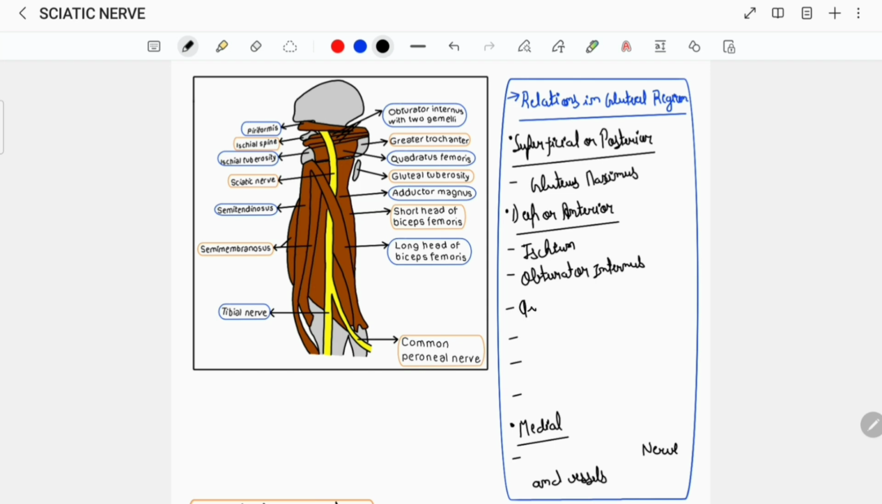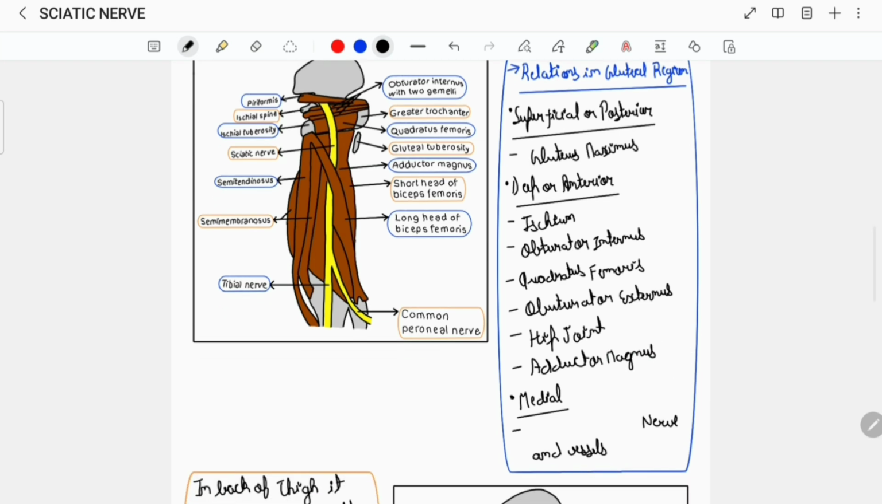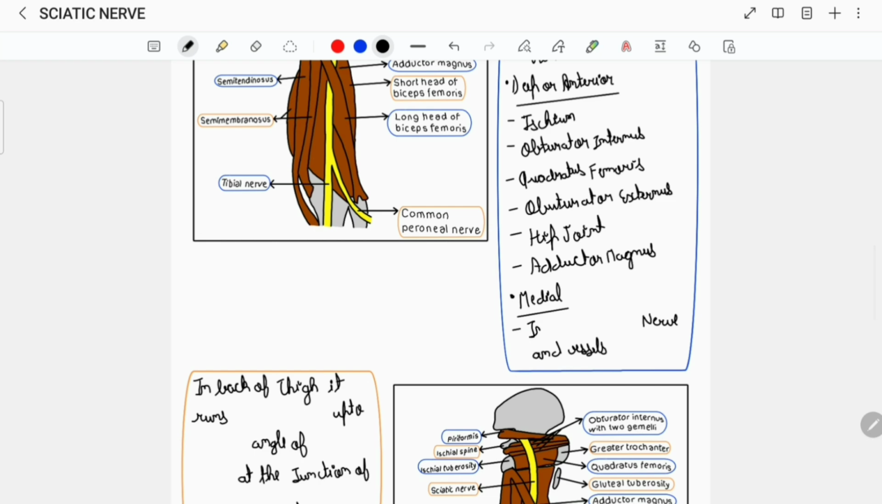the quadratus femoris, obturator externus, the capsule of the hip joint, and the upper transverse fibers of the adductor magnus muscle. Medially, it is related to the inferior gluteal nerve and the vessels.